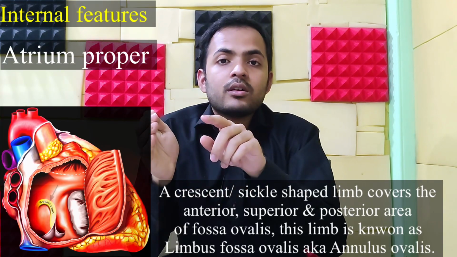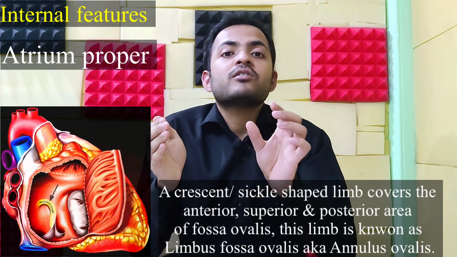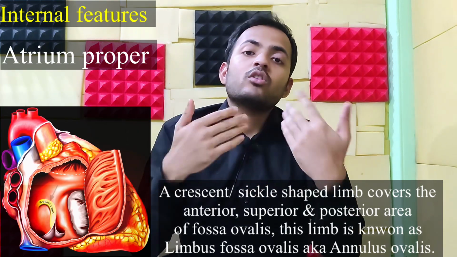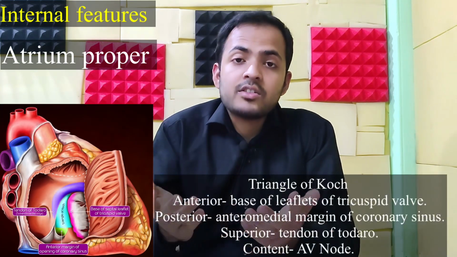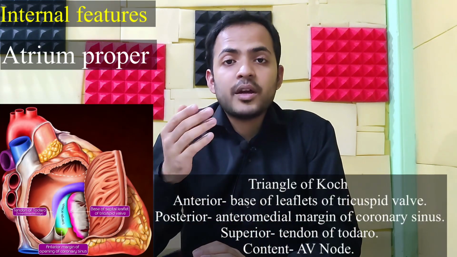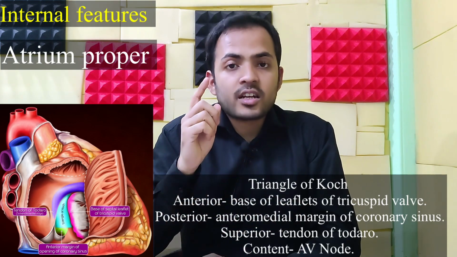Now this fossa ovalis has sickle shaped or crescent shaped limb is known as Limbus fossa ovalis. It is also known as annulus ovalis. Triangle of Koch. What is this? Triangle of Koch is made by anteriorly base of the leaflets of tricuspid valve.